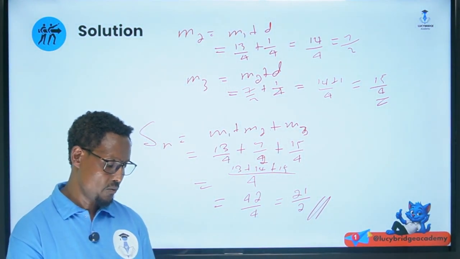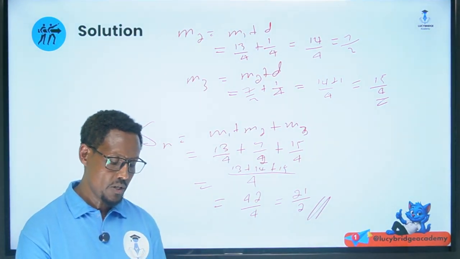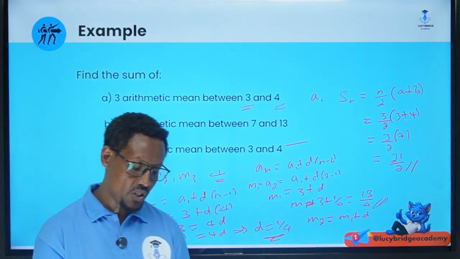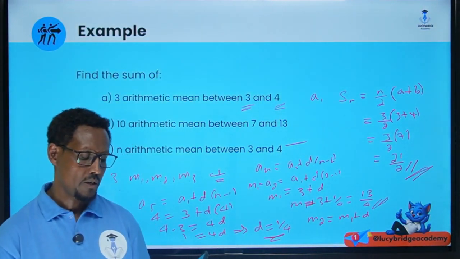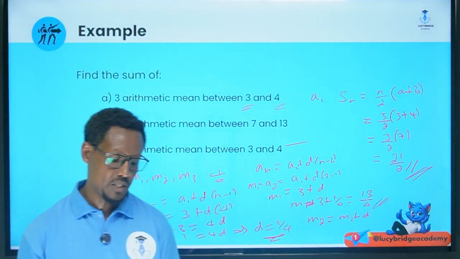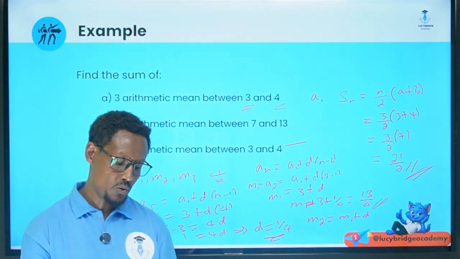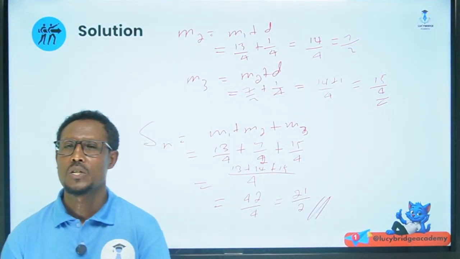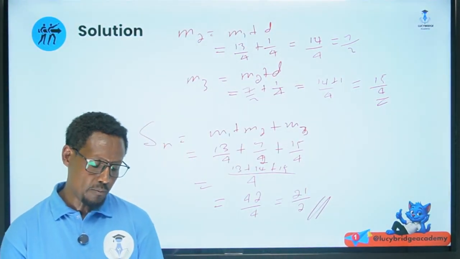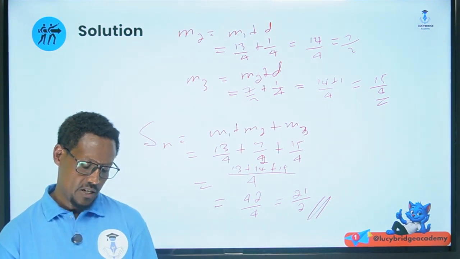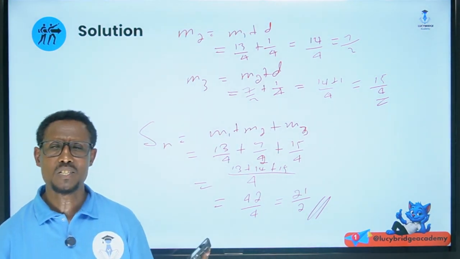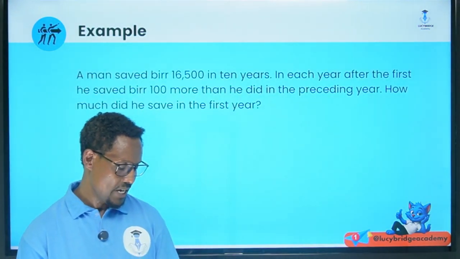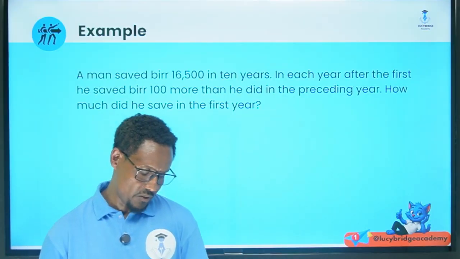21/2 is what it becomes. What I did at first was use the formula directly: S_n is equal to n/2 times (a plus b), where a and b are 3 plus 4, which is the simplest and easiest way. Okay, n/2 times (a plus b) and then it will be 21/2, or you can find each inserted term m1, m2 and m3 and then you can find 21/2, just for the sake of checking. Okay, good.